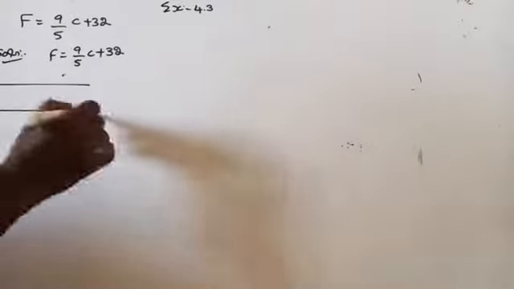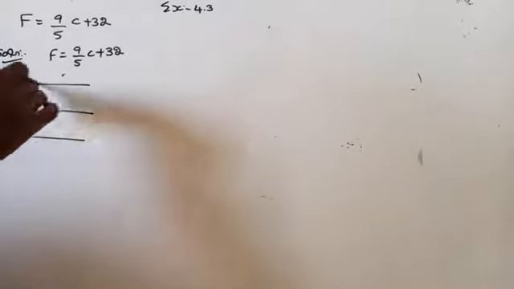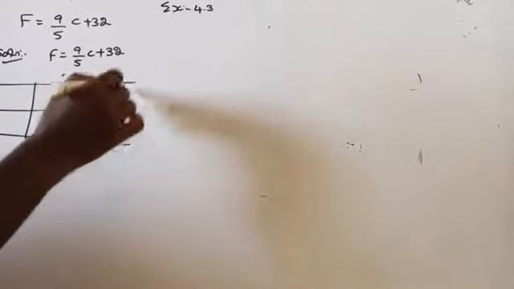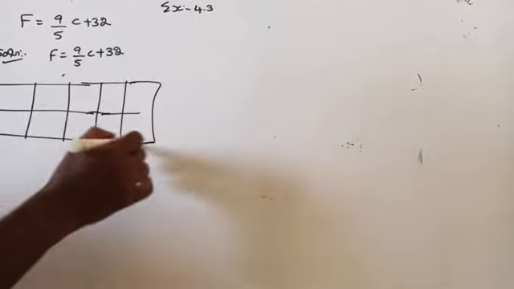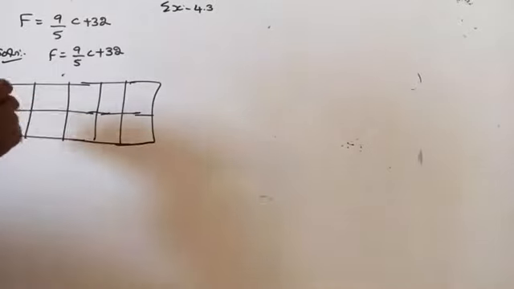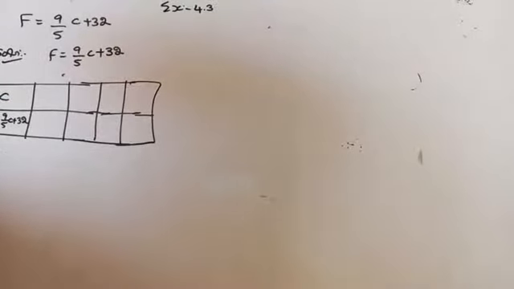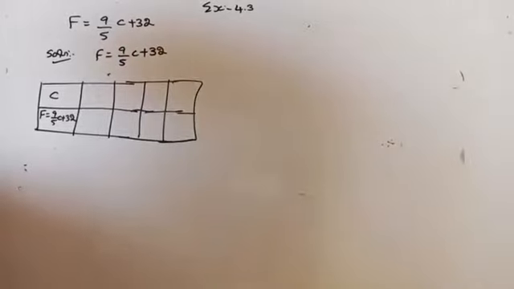Before drawing the graph for the given equation, what we will do? We used to find a minimum of 3 or 4 solutions for that. See here, F is nothing but 9 by 5C plus 32.